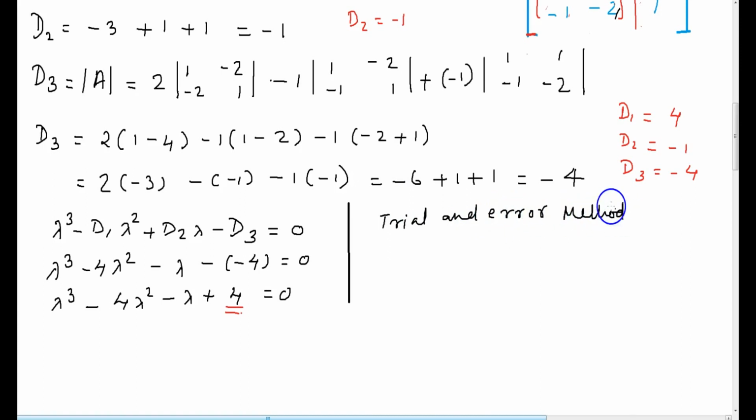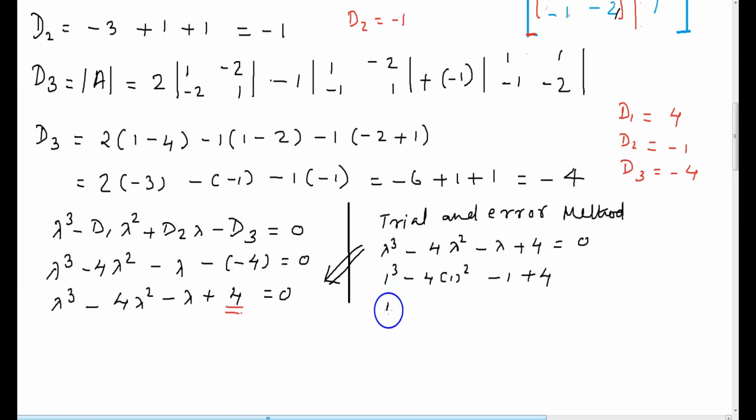Lambda is equal to 1 in the characteristic equation, then lambda cube minus 4 lambda square minus lambda plus 4 equal to 0 becomes 1 cube minus 4 into 1 square minus 1 plus 4, which is equal to 1 plus 4 is 5, minus 4 minus 1 equal to minus 5, which is equal to 0. Therefore, lambda equal to 1 is an eigenvalue. For finding the other two eigenvalues, we have to factorize the equation. For that, we use the synthetic division method.